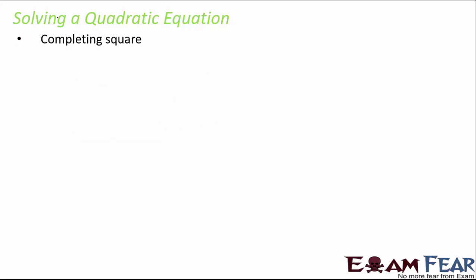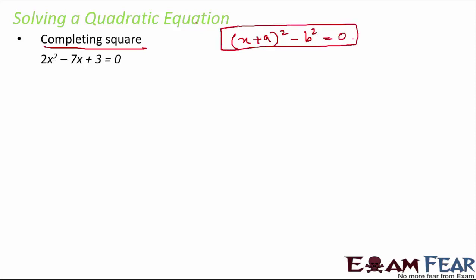Now let's look at the second method, which is by completing square. So what do we mean by that? Completing square means converting it to the form of x plus a whole square minus b square is equal to 0. So we have to bring it down to this form. Only then we say that it is in the form of completing squares. Right? So let's take an example of this equation.